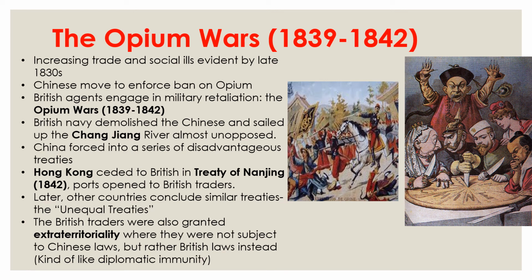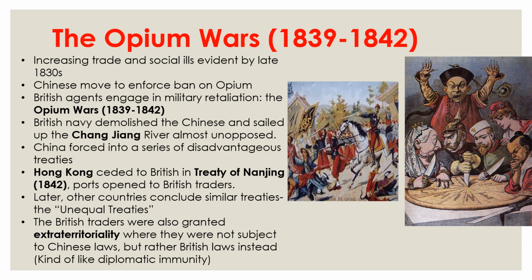The Chinese government, the Qing government, moved to enforce a true ban on the opium trade because it was illegal. And British agents decided that they would engage in military retaliation to support the British, quote, right to trade opium in China. And this resulted in what's known as the Opium Wars. Yes, folks, the British government will send military forces into China to force them to accept an illegal drug trade, the Opium Wars.